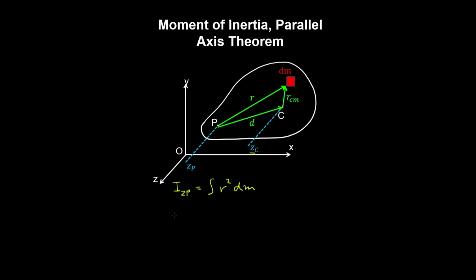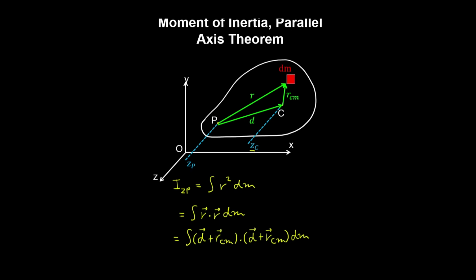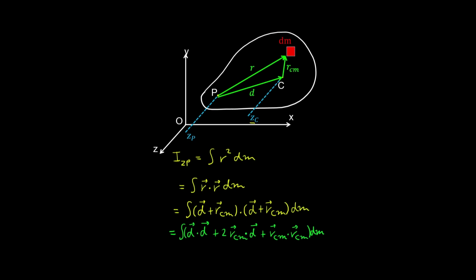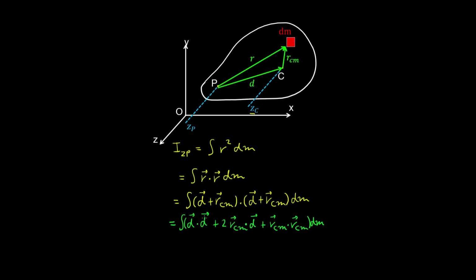well, we can do some vector algebra to rewrite this using the dot product, which is the same as the squared magnitude of the vector r. And if we use vector addition, we can rewrite r. And now we can do some vector algebra to expand this dot product. And the dot product of a vector with itself is the same as the squared magnitude of that vector.